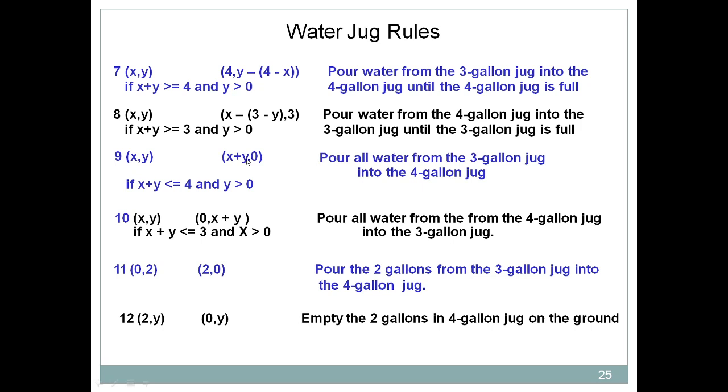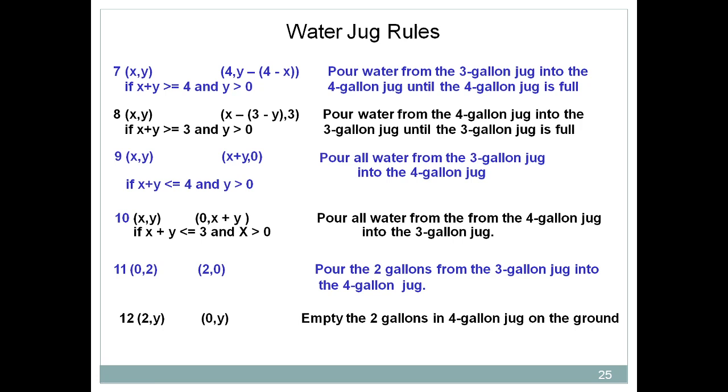Now here, pour all water from the 4 gallon jug to the 3 gallon jug. Again, the initial state is x, y. In this case, what is the initial condition? x plus y should be less than or equal to 3 and the value of x should be greater than 0. Then you can transfer the water from the 4 gallon jug to the 3 gallon jug.